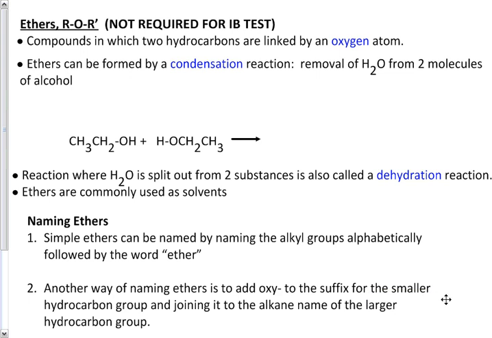This video is on naming ethers, which at this point is not required for the IB exam. However, I do have expectations that you'll know how to do this for our chapter test. An ether is a compound in which two hydrocarbons are linked by an oxygen atom.